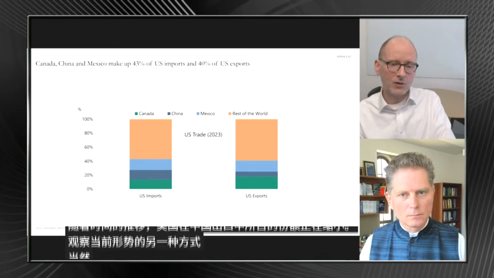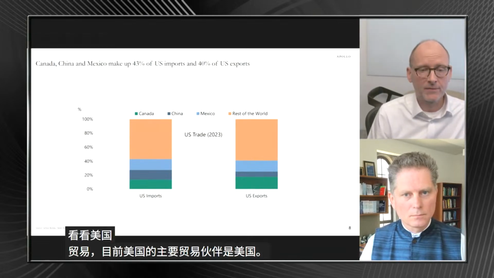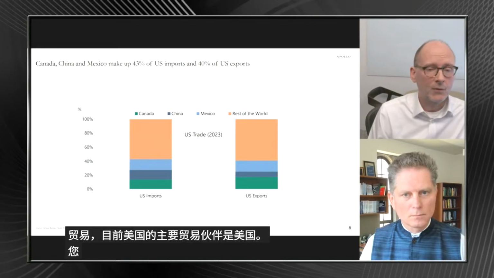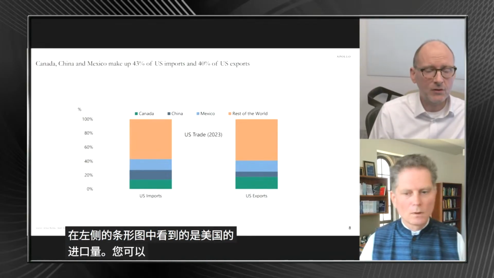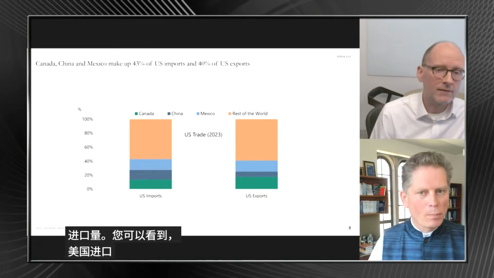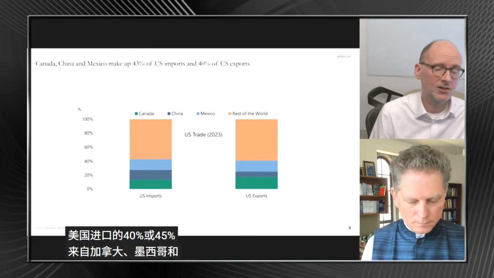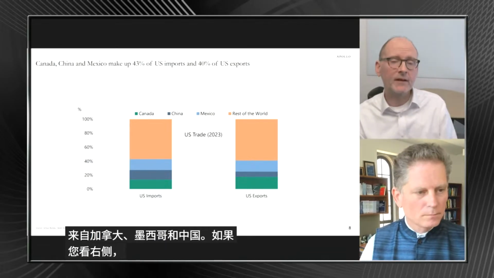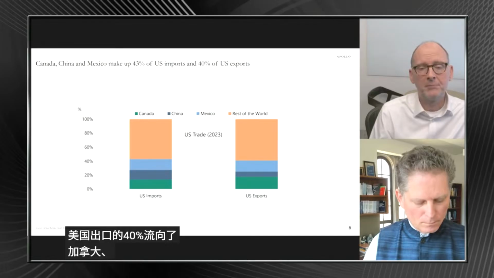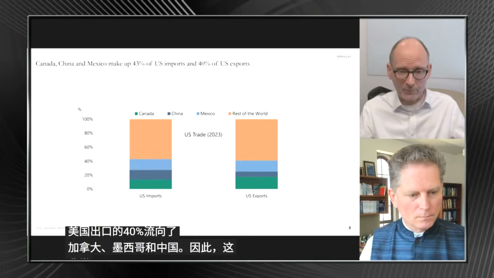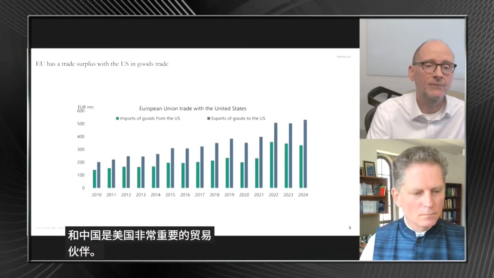Another way of looking at the backdrop for what's going on is, of course, to look at US trade. Who are the main trading partners for the US at the moment? And what you see in the bar to the left is the US imports. As you can see, roughly in very round numbers, 40 or 45% of US imports come from Canada, Mexico, and China. And if you look to the right, you can see that of US exports, it's about 40% that go to Canada, Mexico, and China. So it tells you very importantly that Canada and Mexico and China are very important trade partners for the US.